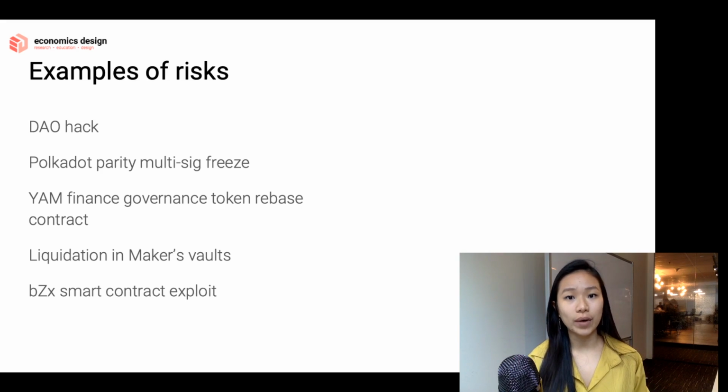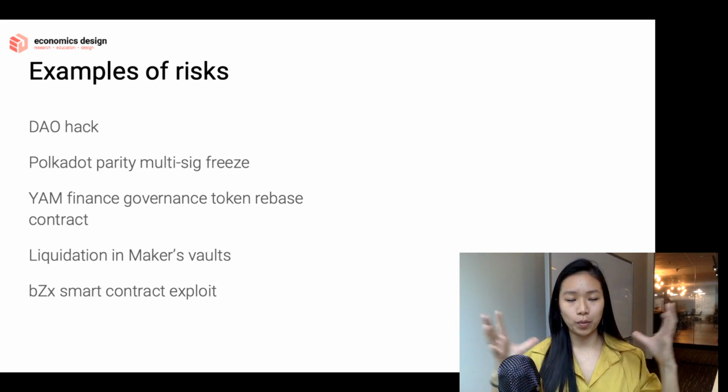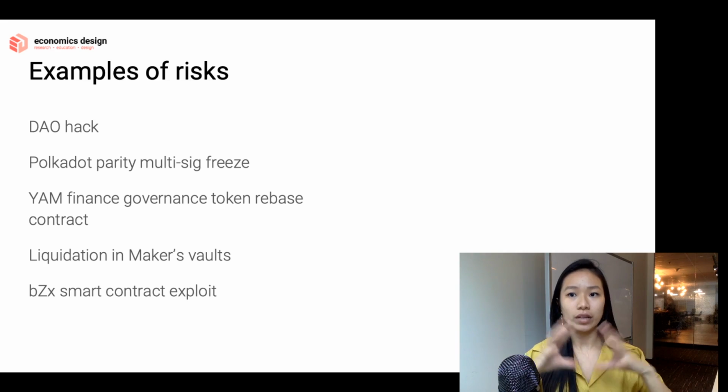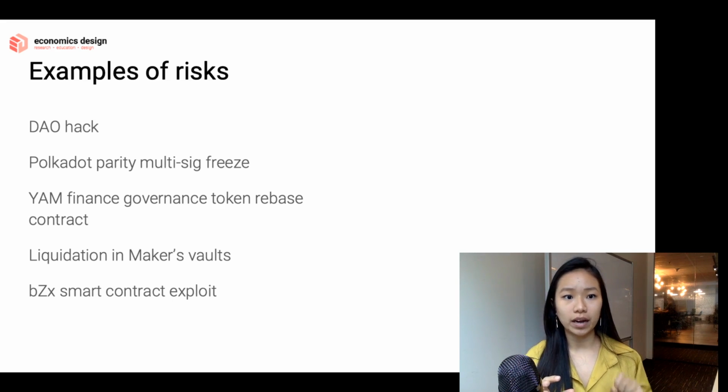The first one is the DAO hack. That's an example that's always being brought up. During the 2018 period, where there were a lot of ICOs booming, there was this Ethereum DAO that was created. A lot of money was being put in there, and then someone found a hack. Someone took a lot of money out of the DAO.